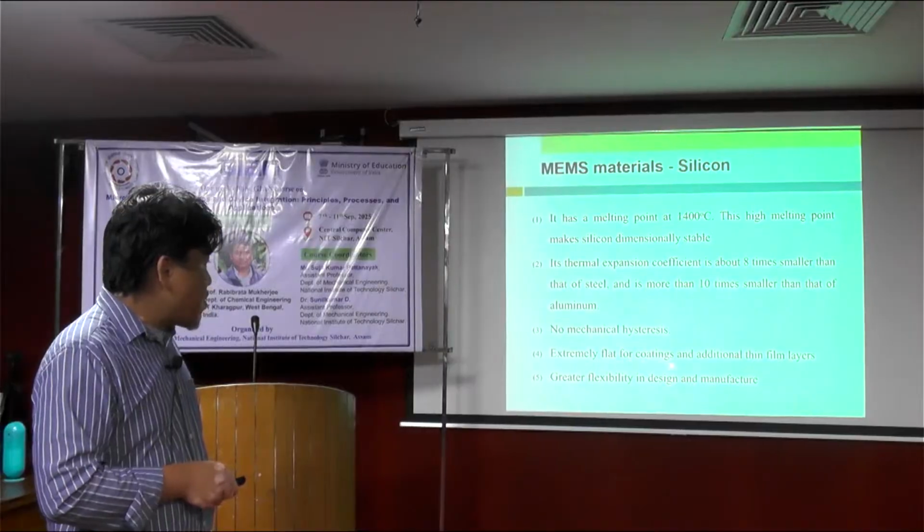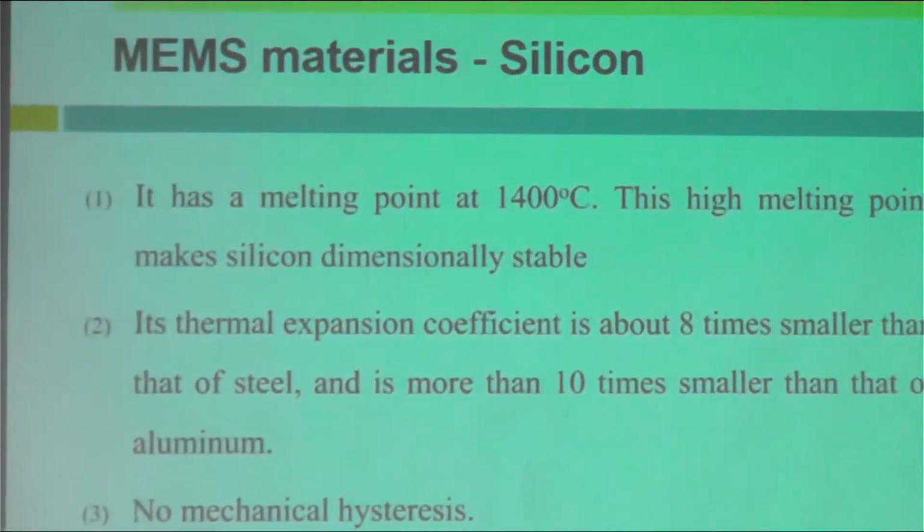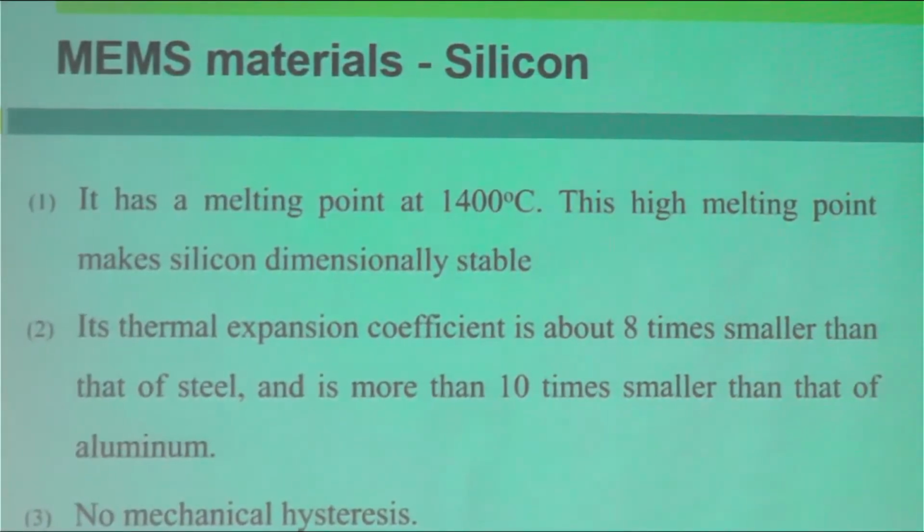So extremely flat for coating, with greater flexibility in design and manufacture. Flexibility means you have different processes to remove silicon. For example, you can have etching, you can have compatibility with polymers, and you can deposit certain materials on the silicon surface to make it conducting. For example, you can change the property from semiconductor to semi-conducting, or even insulator, with a certain doping.